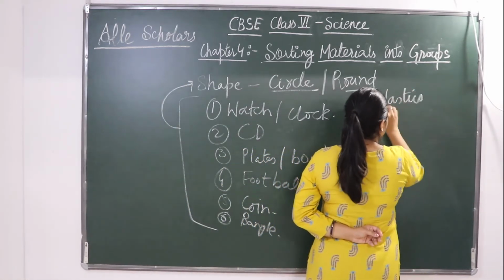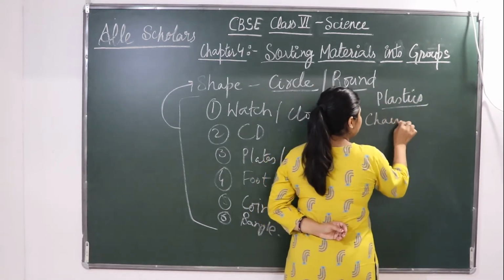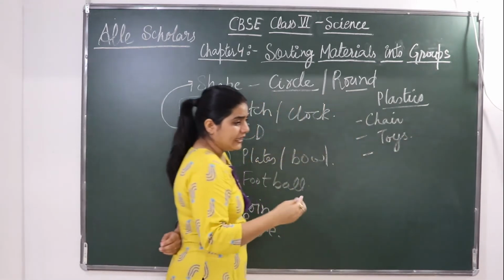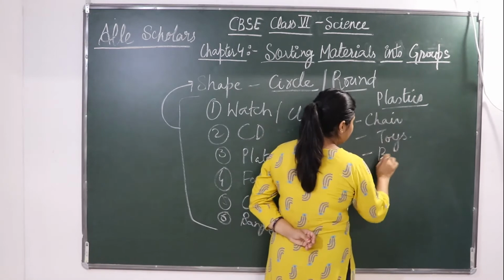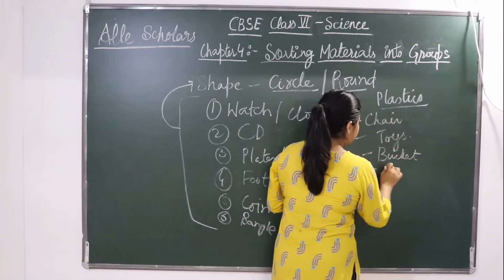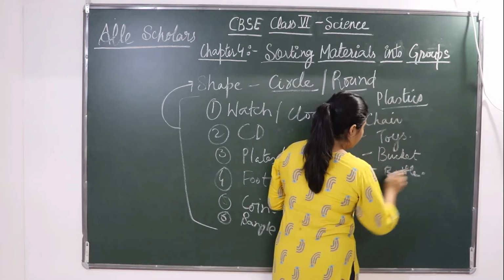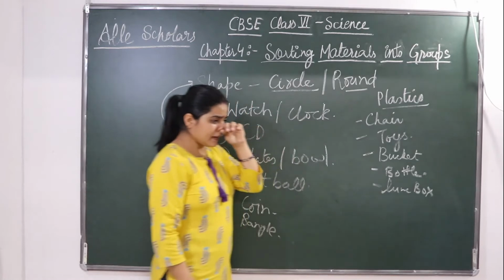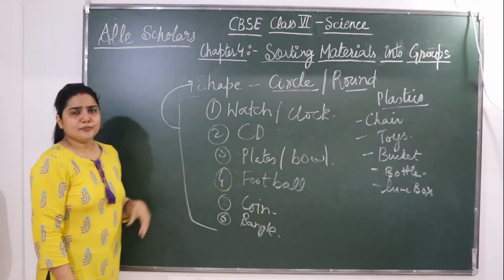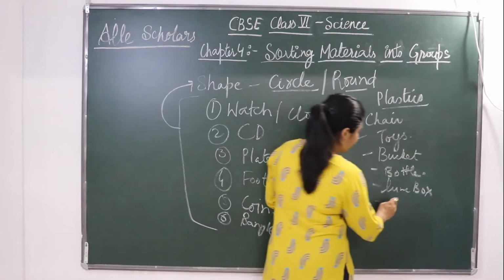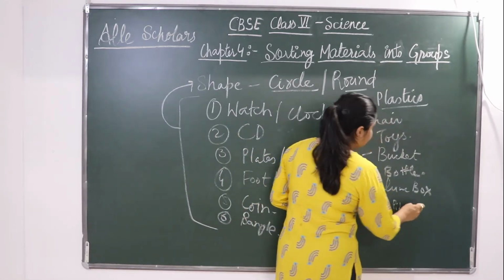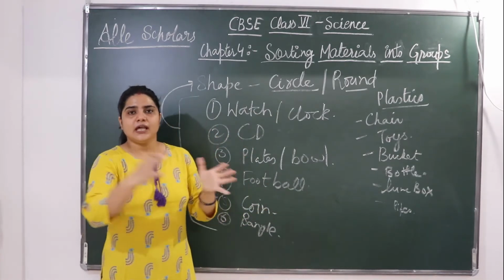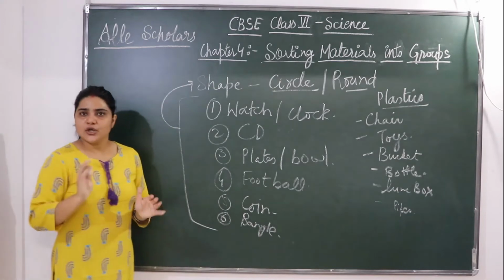Okay, so you will find a chair at your home made of plastic, your toys are of plastic, and the bucket you have is of plastic, some bottles are of plastic, your lunch box may be of plastic. Similarly, many things, your pipe can be of plastic, so you can make a category of the items made up of plastic, made up of steel, made up of aluminum. Like this, you can sort them into different groups.